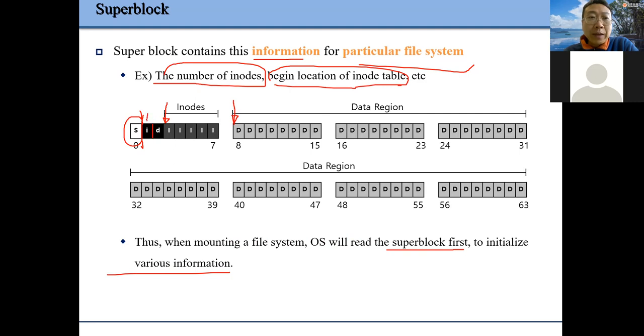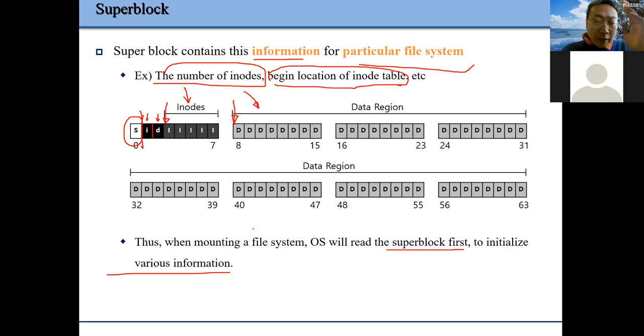For example, where to find my inode bitmap and data block bitmap. Where is my inode region? Where is my data region? And so on. So that correspondingly, we can use the inode number, which is actually our array index, to find the corresponding inode, and the data block number to find the corresponding data. So this perfectly solves the problem.